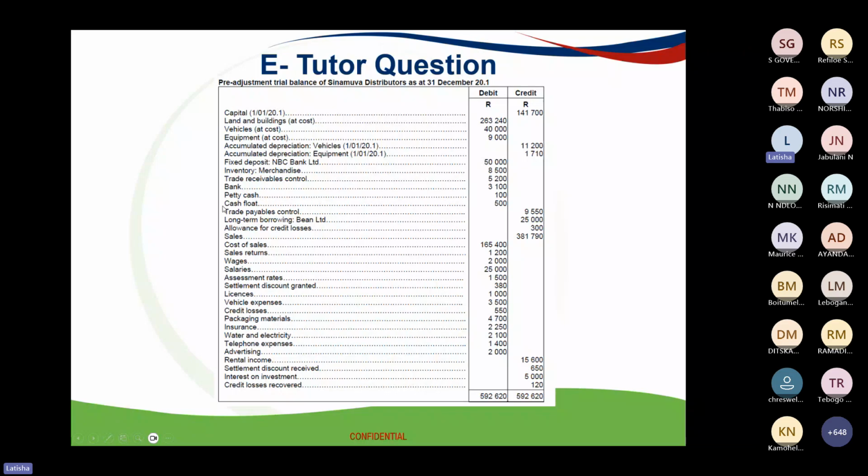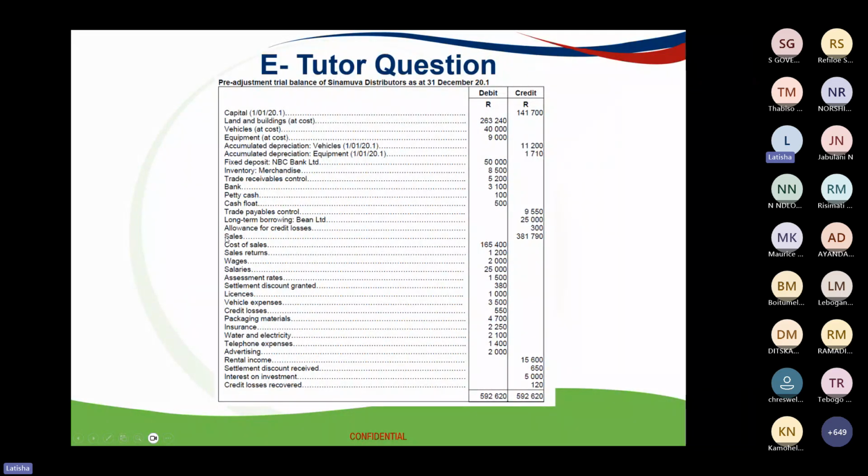So also still assets. And then we look at some of our liabilities, which is sitting on the credit side. So this is everything where we owe somebody something. So we've got the trade payables control account, long-term borrowing. So that would be a loan that we've got with being limited. We've got allowance for credit losses, and that's then where the balance sheet ends. So that's our assets and liabilities.